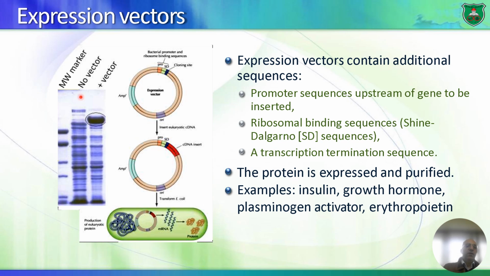So here we have all bacterial proteins, taken from bacteria that do not contain the plasmid. And here we have the bacteria that contain the vector, the expression vector. And you can see the only difference is this band right here. And this band represents the human protein. So they express a huge amount of human protein. Okay, so this is expression vectors.